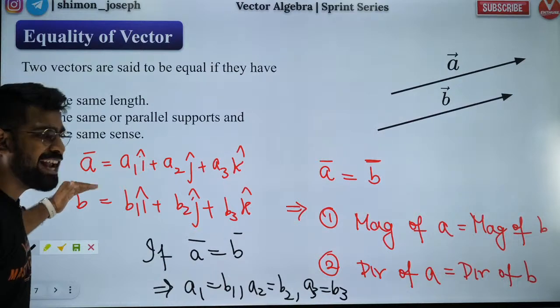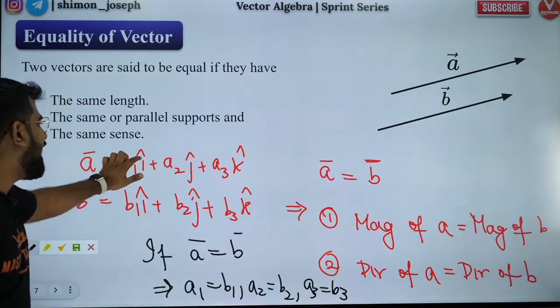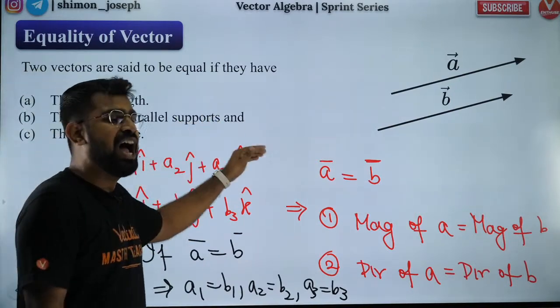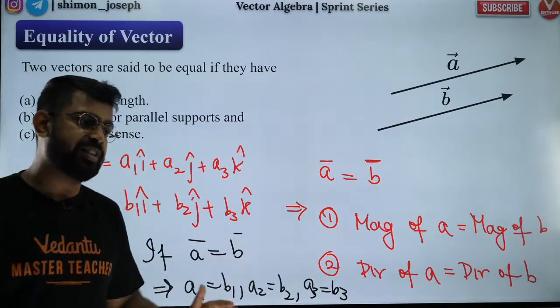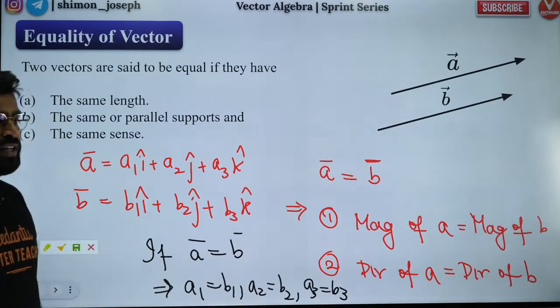So when you say A vector and B vector are equal, then their respective I component should be the same, respective J component should be the same, and respective K components also should be the same. This is quite important. I hope you guys liked it. So shall I move forward?